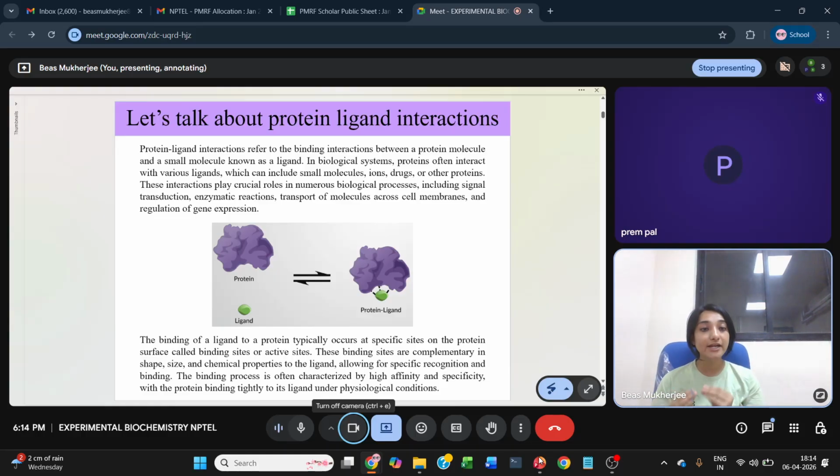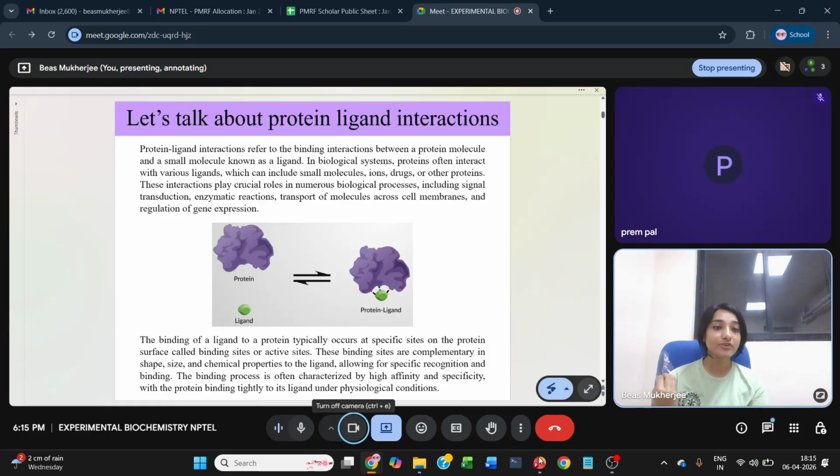The binding of a ligand to a protein typically occurs at very specific sites on that protein, which is called the binding site. This ligand can be a DNA molecule, a sugar molecule, another protein, a nucleic acid, or a small molecule. These are called active sites or binding sites, and they are more or less complementary in shape, size, and chemical properties to the ligand, allowing for very specific recognition and binding.